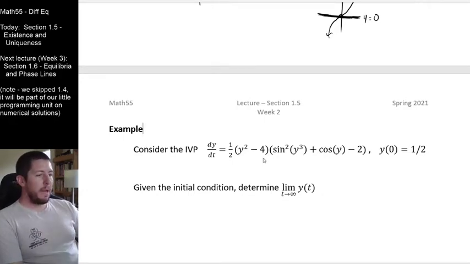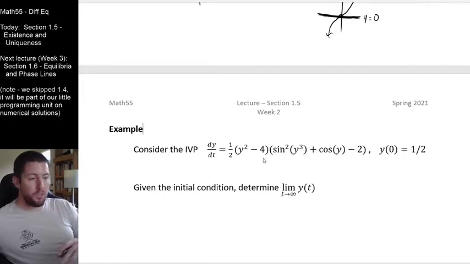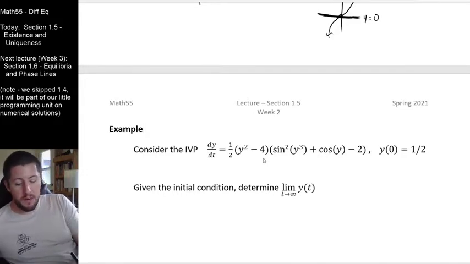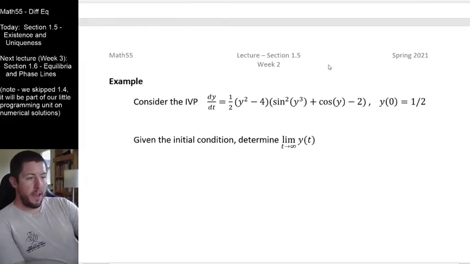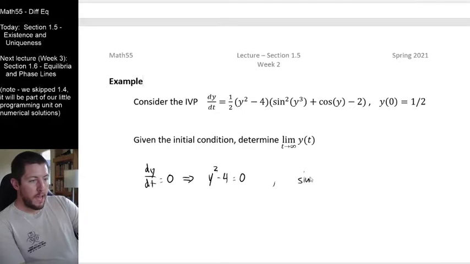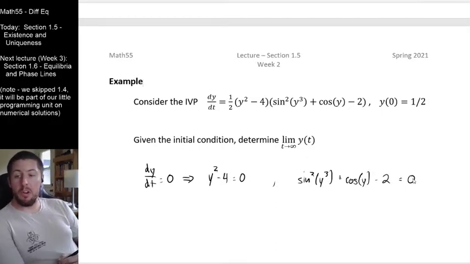That's the big important thing that we're getting out of this guy right here. So when I look at this differential equation, there's obviously a gross part and there's obviously a clean part that's associated with this guy right here. One of the things I see right away is that if dy/dt equals 0, that says to me either y squared minus 4 is equal to 0 or sine squared of y cubed plus cosine of y minus 2 is equal to 0. Those are the two ways I'm going to get roots out of this thing.